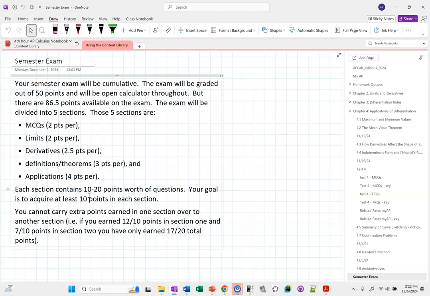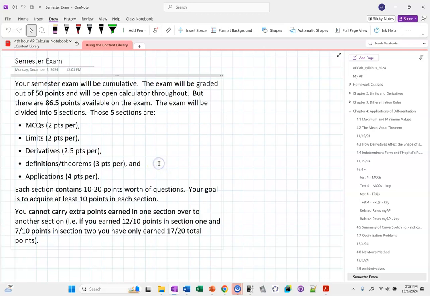Again, I would only do that in the sections where I feel weak. The sections I feel strong, I don't want to burn a bunch of time getting 18 out of the 20 points in a section, because they don't carry forward. That's 10, whether you scored 18 of them or you got 10 of them. You know what I mean?